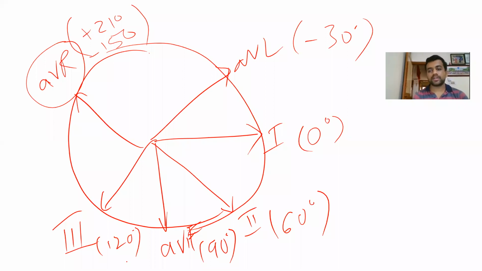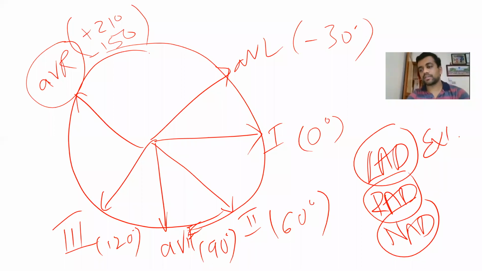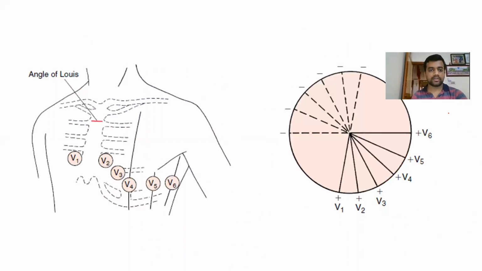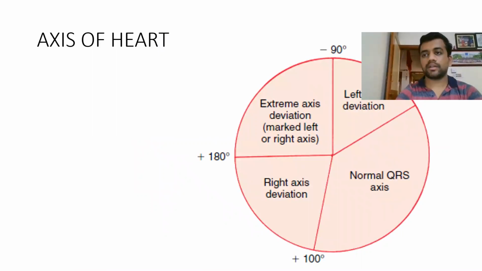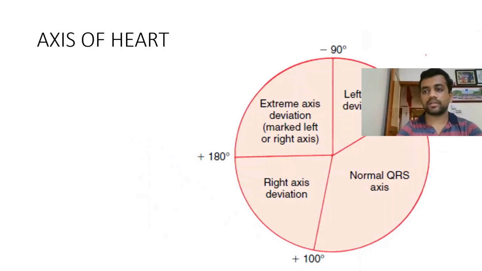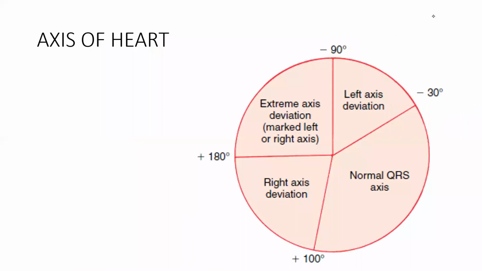Based on this, we also have something called left axis deviation, right axis deviation, normal axis deviation, and then extreme axis deviation. I'll show one diagram. See, this is the one which I was telling you. So this is your AVL which we have here. Some people take it as 90 also. Some books give 90, some books take 100.